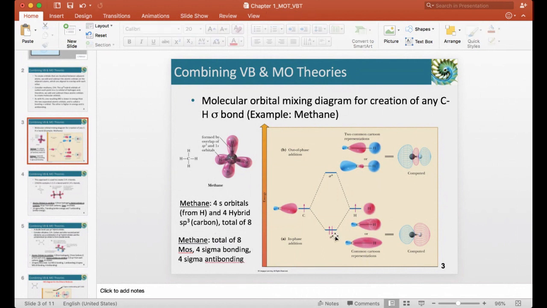So the 4 bonding orbitals will be at the same level here. It's very similar in energy to this one. We're just showing one, but there are a total of 4 with 2 electrons each, because the total number of electrons in the molecule is 8, 2 per bond. And there will be 4 empty anti-bonding orbitals up here. So that would be basically the molecular orbital diagram for the molecule of methane.